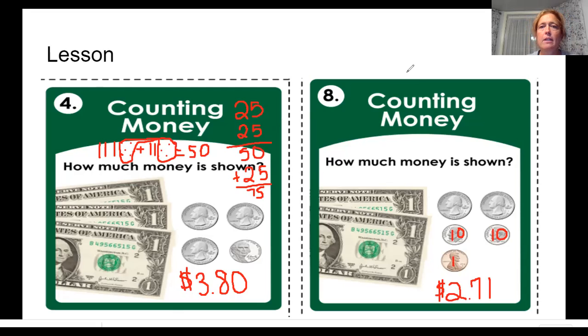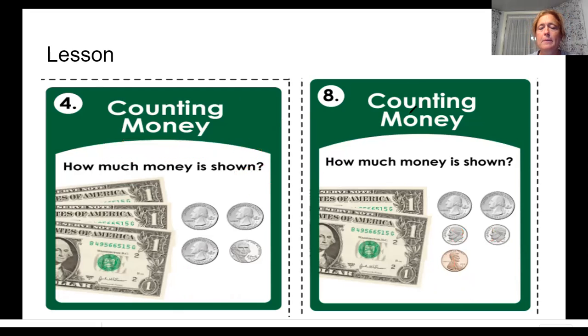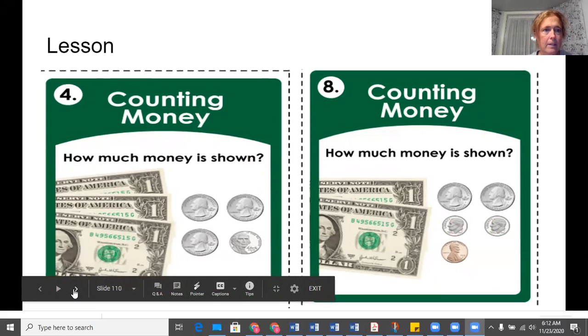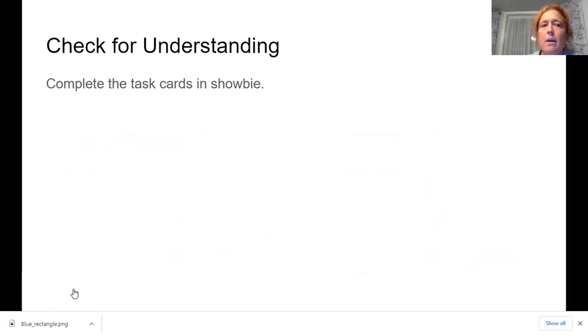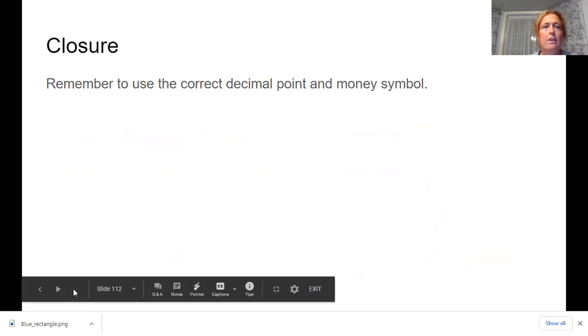All righty. Let's continue. There will be task cards in Seesaw for you to complete. Please figure out the amount of money on the task card and write it on the card. Remember to use the correct decimal point and money symbol, okay?